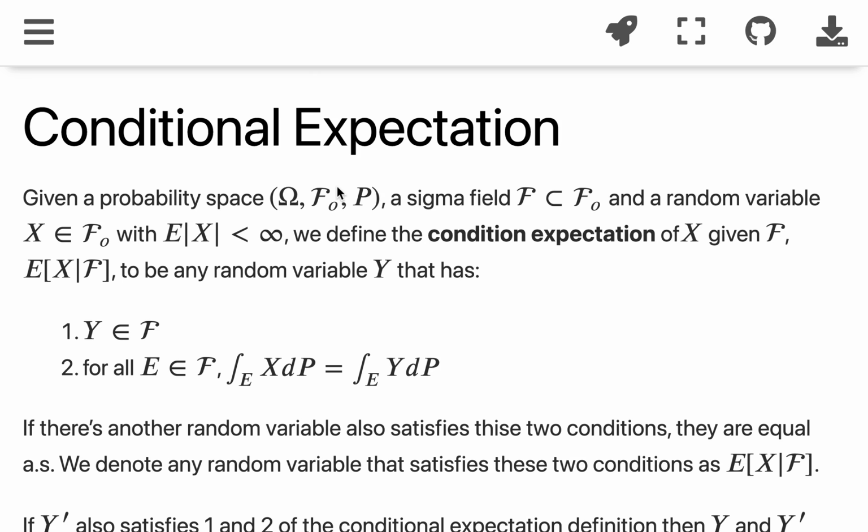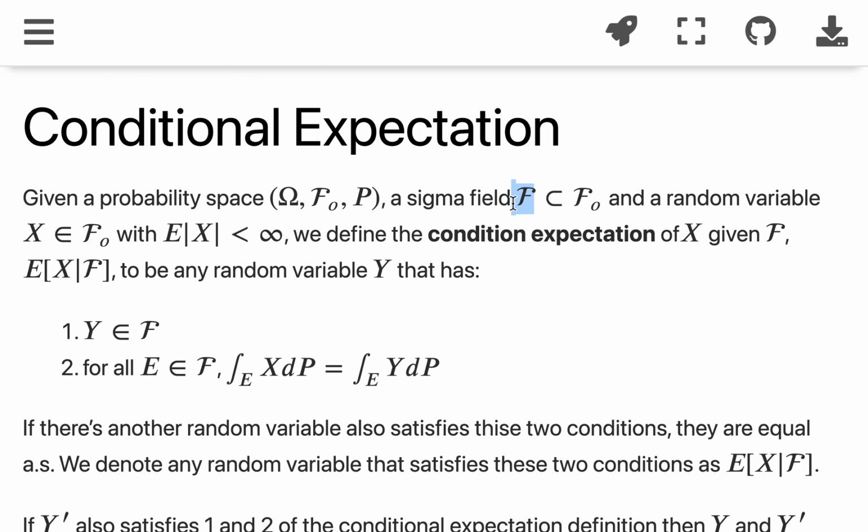So given a probability space omega, F naught, let's say, and probability measure P, and also given a space F, which is a sub-sigma field of F naught, and a random variable X, where the random variable X has a finite expectation, then we consider the conditional expectation of X given the smaller sigma field F.